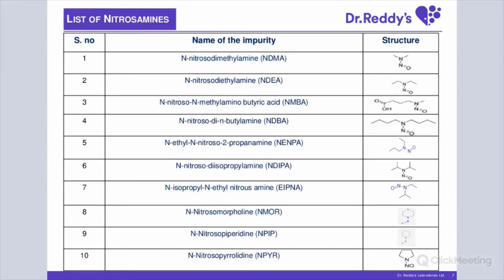Please go to the next slide. So this is the structure of different nitrosamines. I think most of you are aware that this list has been published, and items 8, 9, 10, NMOR, NPIP, and NPYR, are published in the USP. Basically, these three nitrosamines can potentially come from the packaging materials, as I mentioned in the earlier slide. Next slide.